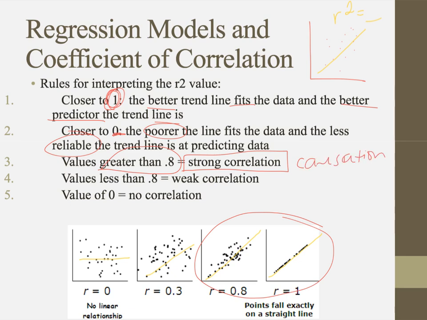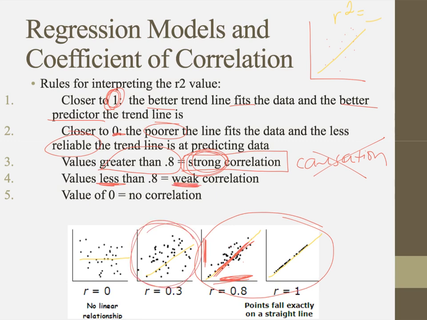We can't say that. But we can say that that is a strong correlation, that whatever this variable is strongly correlated to this in such a way that most of the data points seem to follow the trend of that line. If we have a value of less than 0.8, that's what we call a weak correlation.